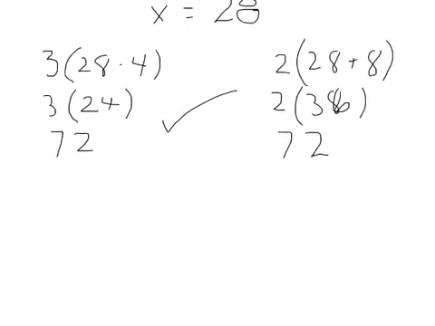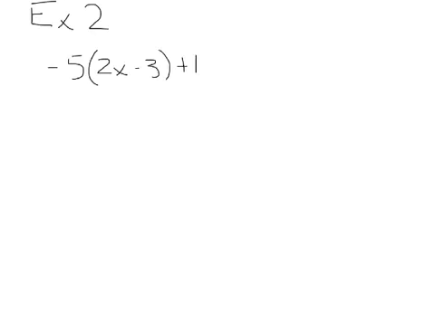Let's move on to our second example. Example number 2 for today. It'll start -5 multiplied by 2x minus 3, plus 1, is all equal to -3 multiplied by 4x minus 3, plus 21. So same thing, we have to remove our brackets first, so we're going to start with distributive property.